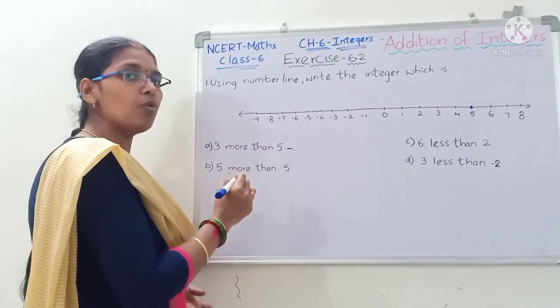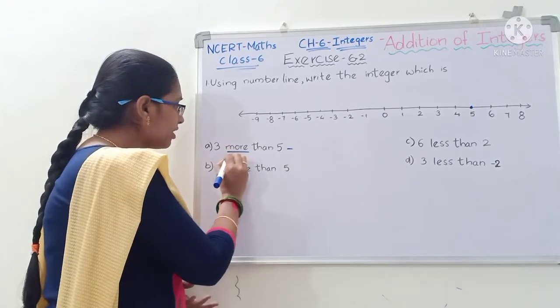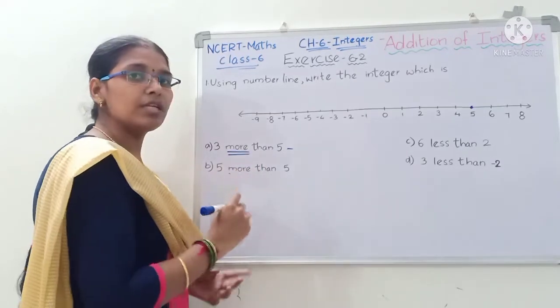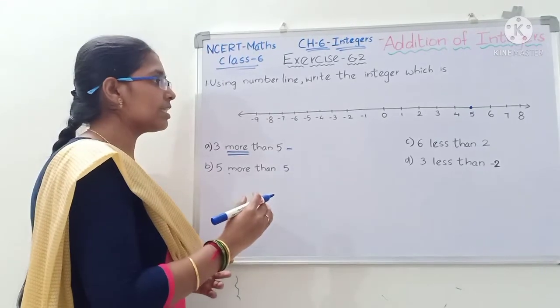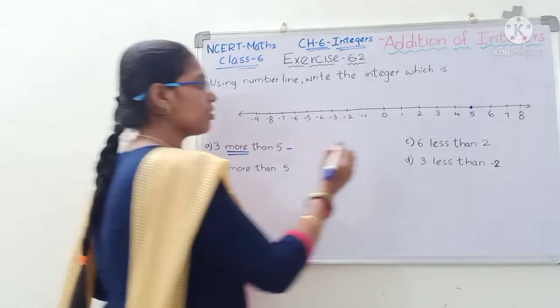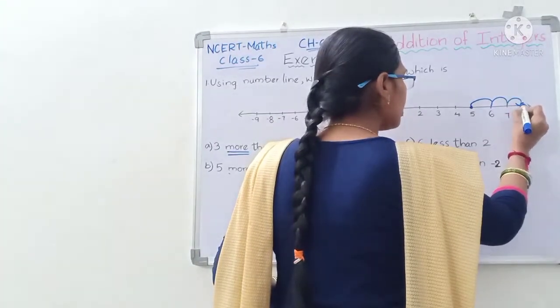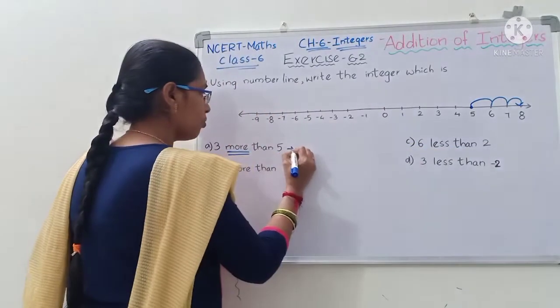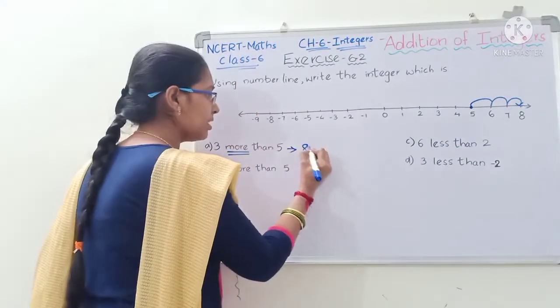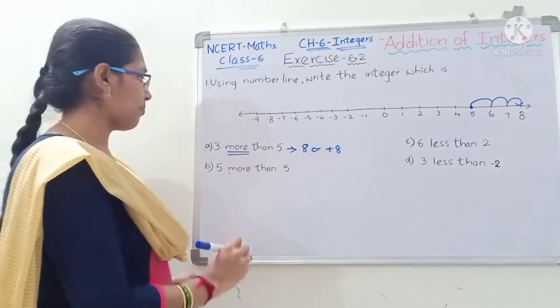That means you should move. Yes, correct. Right side. Why? The key word here is more. It is more. It means it is increasing. So, you should move right side. 3 steps, you should move right side from 5. 1, 2, 3. So, you reached 8. Answer is 8. That means plus 8. Plus 8 or writing 8 is same.